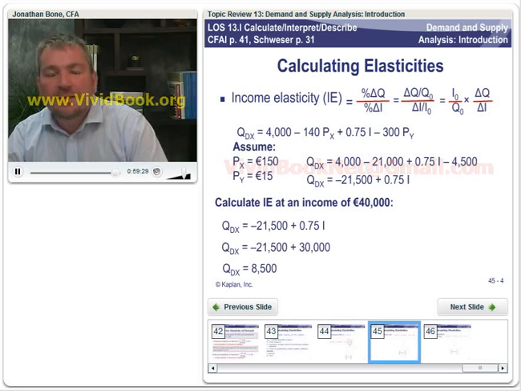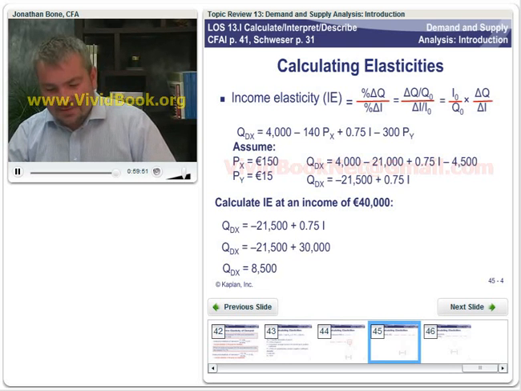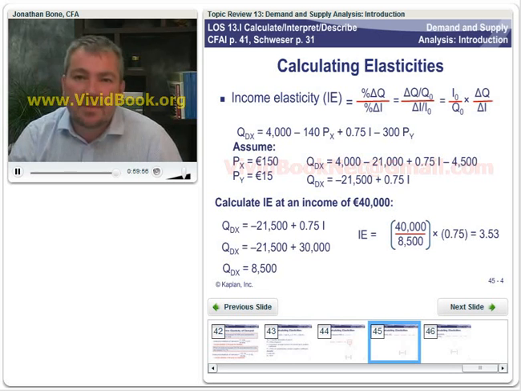Okay, so what we're saying is minus 21,500 plus 0.75 times your income is the quantity demanded. Now, at an income level of 40,000, 0.75 times 40,000 gives us 30,000. So we're saying the quantity demanded is minus 21,500 plus 30,000, which of course gives us 8,500. Now we can calculate our income elasticity of demand.